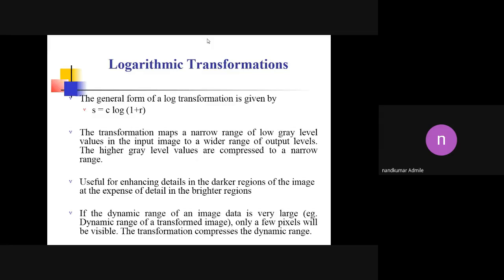Yes, can anyone tell me the concept of logarithmic transformation? Upendra? It is a logarithmic transformation. By using a simple example, we can define the logarithmic transformation.